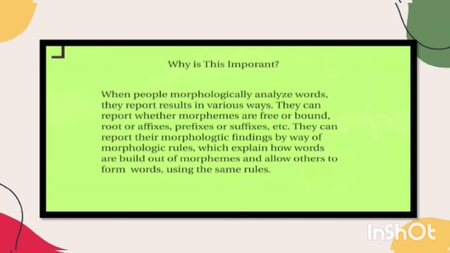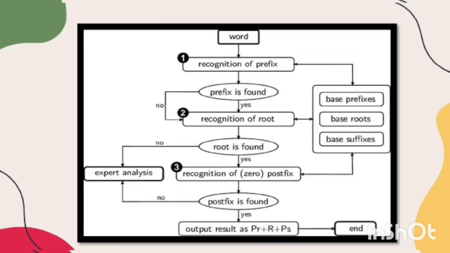But why is this important? When people morphologically analyze words, they report results in various ways. They can report whether morphemes are free or bound, root or affixes, prefixes or suffixes, etc. They can report their morphological patterns and findings by way of morphological rules, which explain how words are built out of morphemes and allow others to form words using the same rules. The following graph shows how the linguist studies each and every word and how he recognizes the prefixes, the root and the suffixes, as stated in this graph.